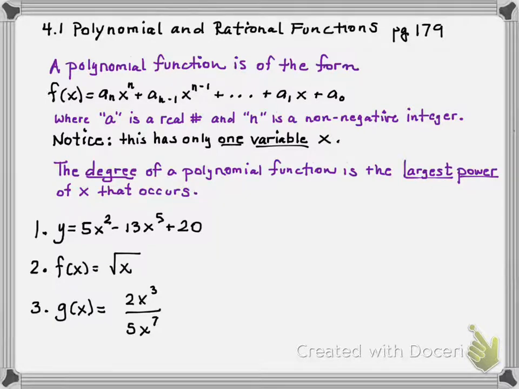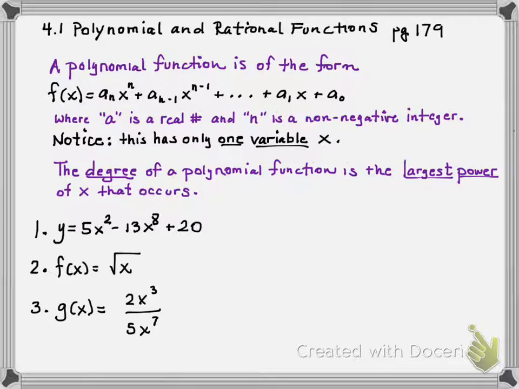In fact, I'm going to erase this power of 5, and I'm going to make that an 8, just so there's no confusion. I want all my digits to be different. All right, okay, let's get rolling here. Number 1, y equals 5x squared minus 13x to the 8th plus 20.